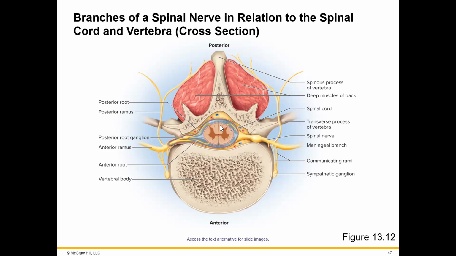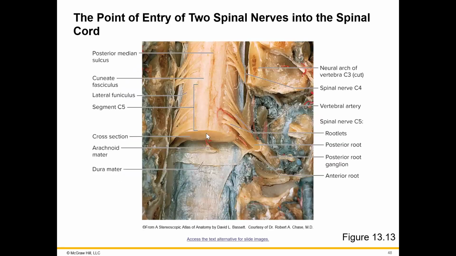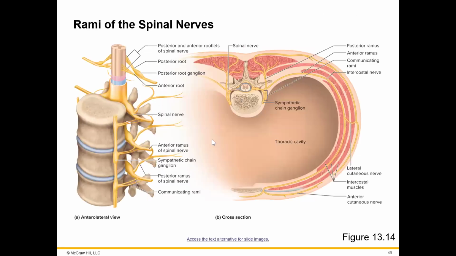See your spinal cord, that is your ventral body, and that is your spinous process. And inside it, you have your spinal cord. You see? That's the spinal cord.